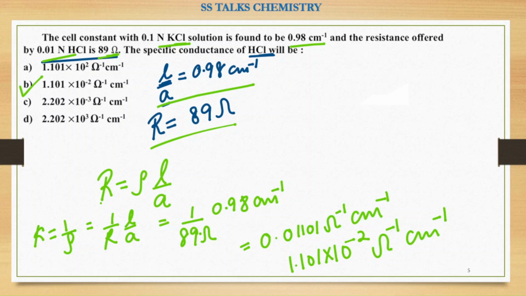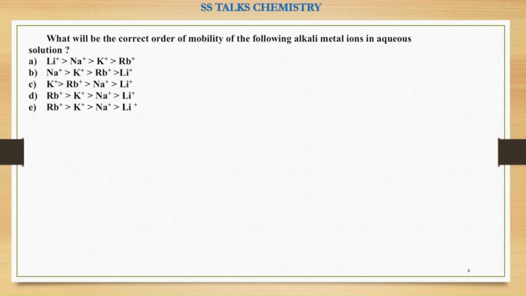Right? Now, moving on to the next one, we have this question. It says, what will be the correct order of mobility of the following alkali metals in the aqueous solution? Aqueous solution means water is present in this. So here the ions we have are lithium positive, sodium positive, potassium and rubidium positive.